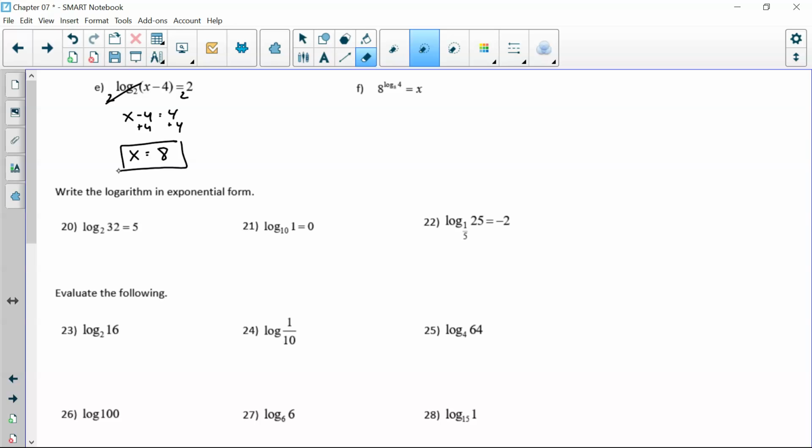And then for the next one, 8 to the log base 8 of 4 equals x. Now, we could go through and do inverses, but we don't need to. 8 and log base 8, they undo each other. So we're left with 4 equals x. There's our answer. X equals 4.